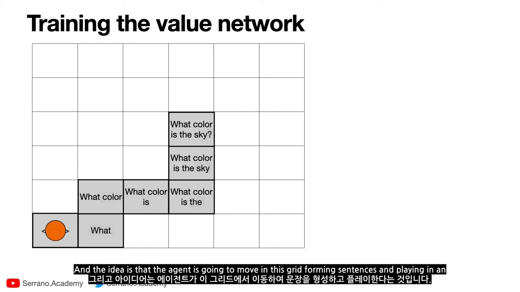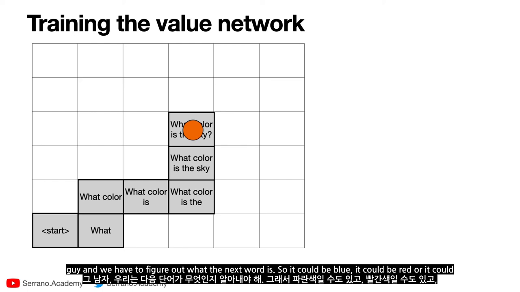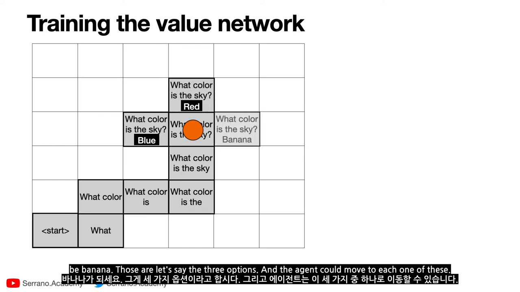And the idea is that the agent is going to move in this grid forming sentences and playing in an optimal way, which means forming coherent sentences. So the agent is here at what color is the sky, and we have to figure out what the next word is. So it could be blue, it could be red, or it could be banana. Those are, let's say, the three options.